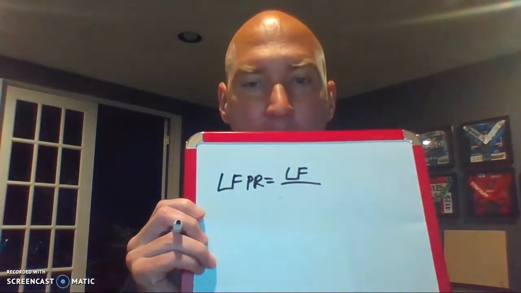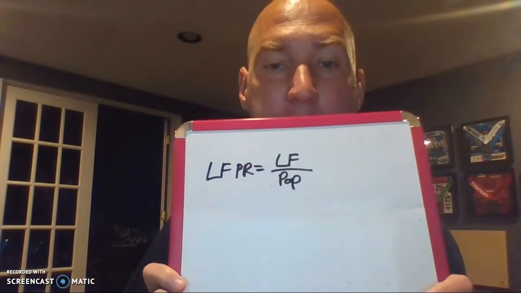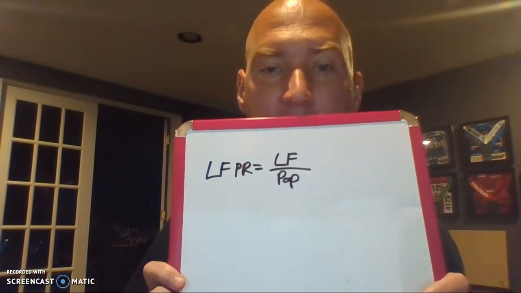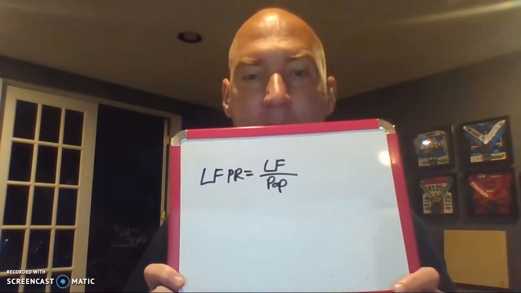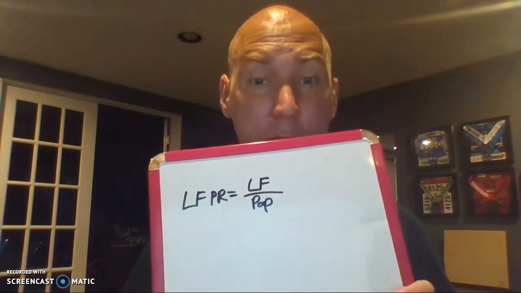Let's do that formula here. Labor force participation rate is your labor force, so the total number of people in the labor force, divided by the total population. So all the employed and unemployed people, divided by the total population. The population includes all the people not in the labor force. And we multiply that by 100%.